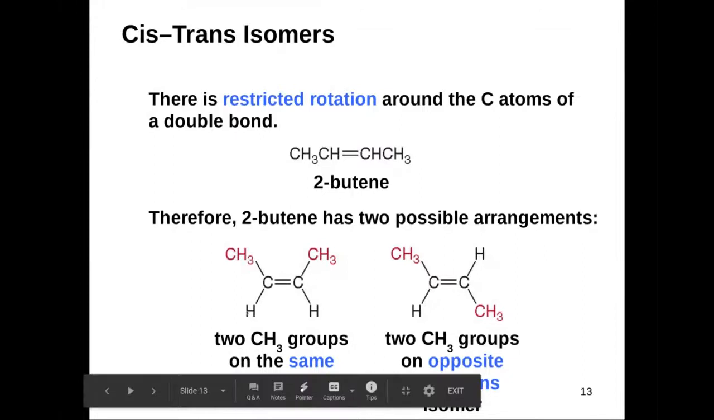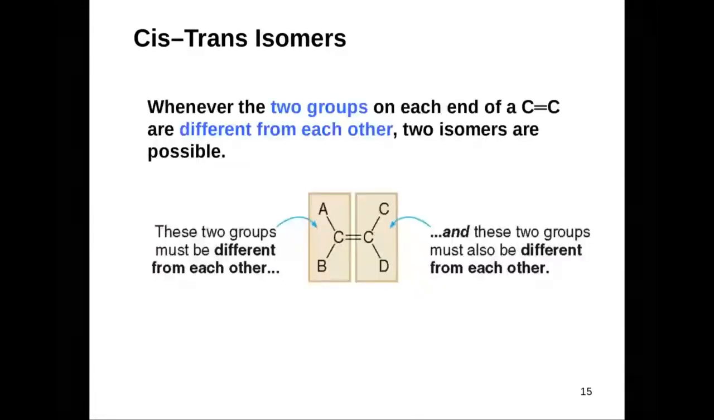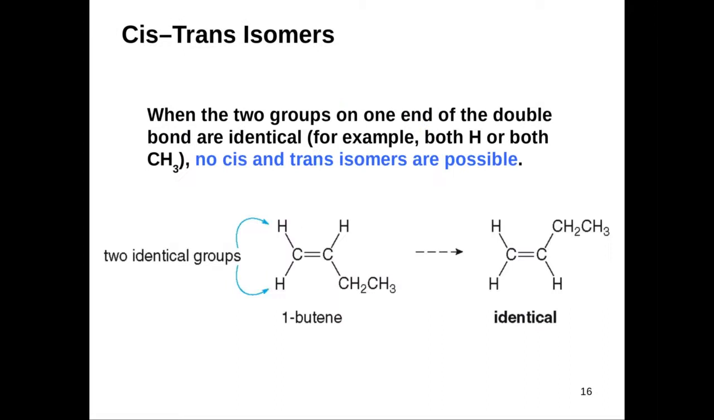However, if this was CH3 and CH3 and CH3 and CH3, that's the same. Thus, there's no distinct isomers. So they have to be different. A has to be a methyl group and B has to be a hydrogen, or vice versa. And C has to be a methyl group and D has to be a hydrogen, right, or vice versa. So they have to be different. If they're the same, you don't get isomers. That's all. I think that makes intuitive sense when you picture it, right?